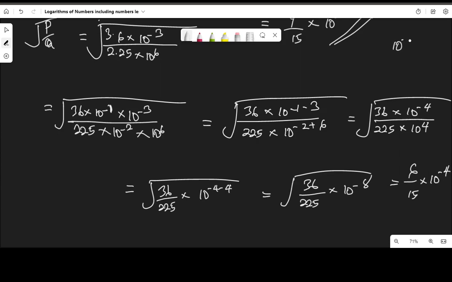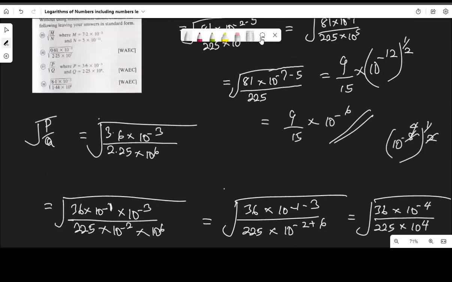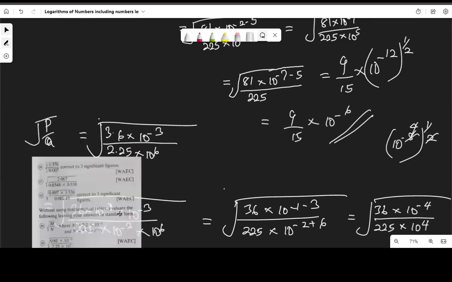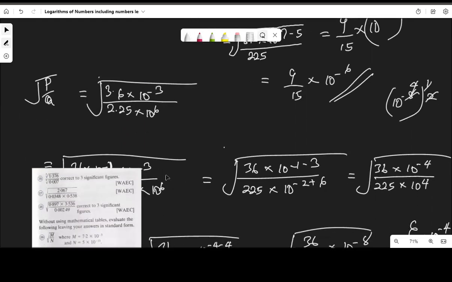Remember, 10 to the power of minus 8 is the square root of it, which you can write as to the power of half, 2 here 1, 2 here 4. So our answer is 6 over 15 times 10 to the power of negative 4. And let's move on to the final question in this exercise.